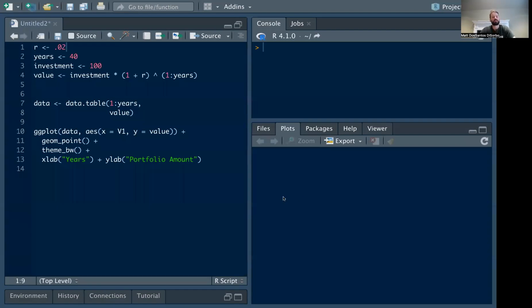Okay, welcome in. In this video, we're going to be talking about the rule of 72, which is a very cool, kind of unique result in finance. We're going to be doing that and exploring it in R.